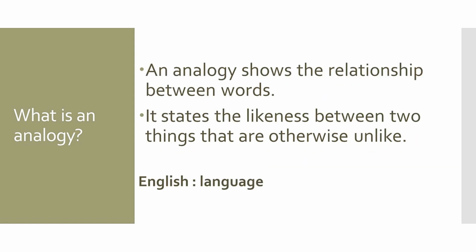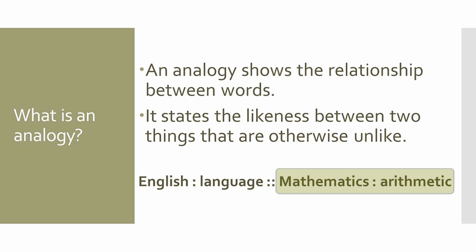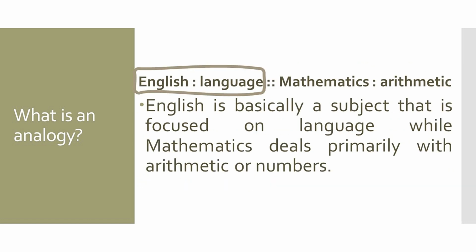We have here the analogy: English is to language as mathematics is to arithmetic. English is basically a subject that is focused on language, or we can say that English is a language, while mathematics deals primarily with arithmetic or numbers.